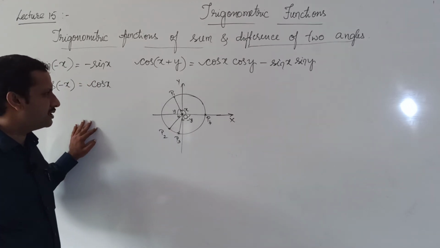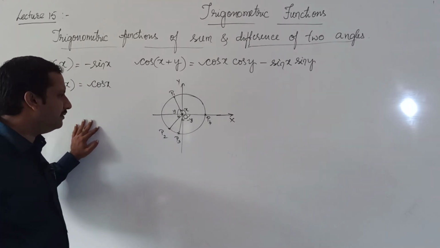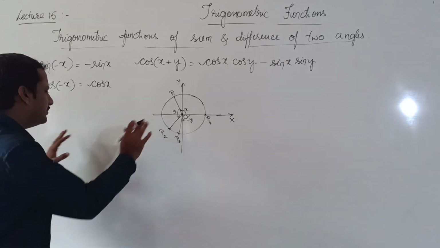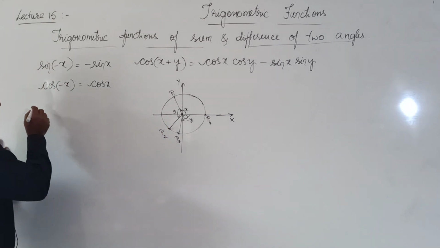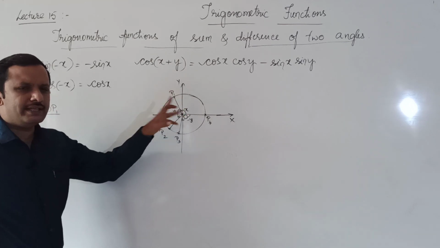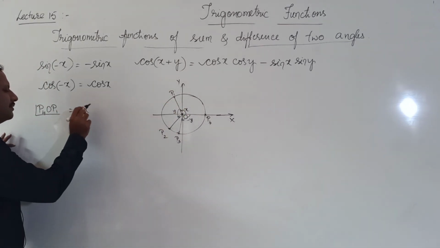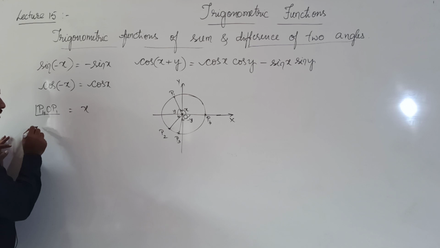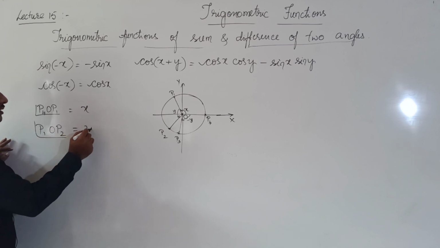I'll call that point P4. Now from this I will write: angle P4OP1, that angle is equal to X. Angle P1OP2, this angle is equal to Y.